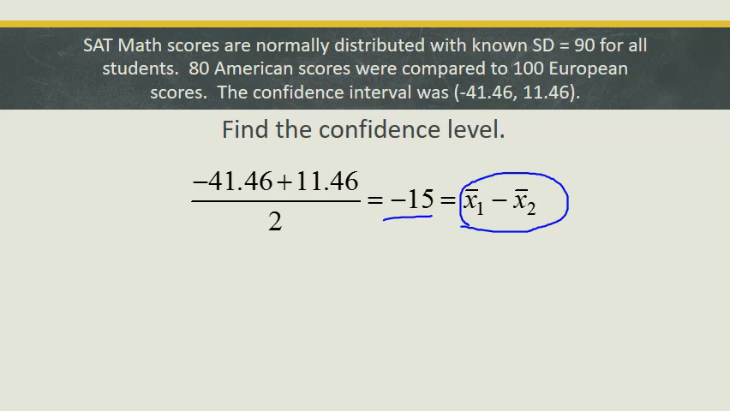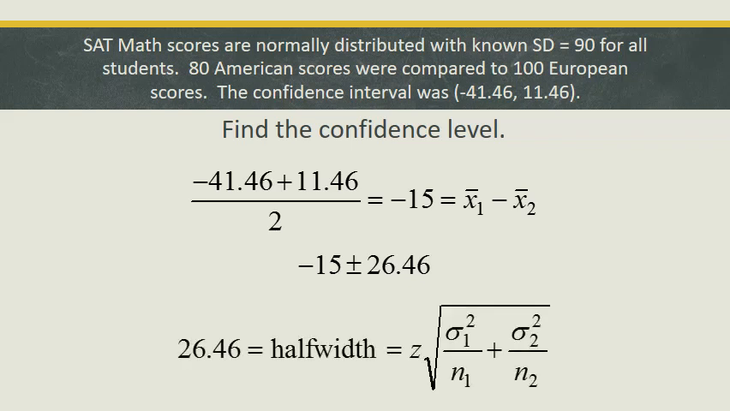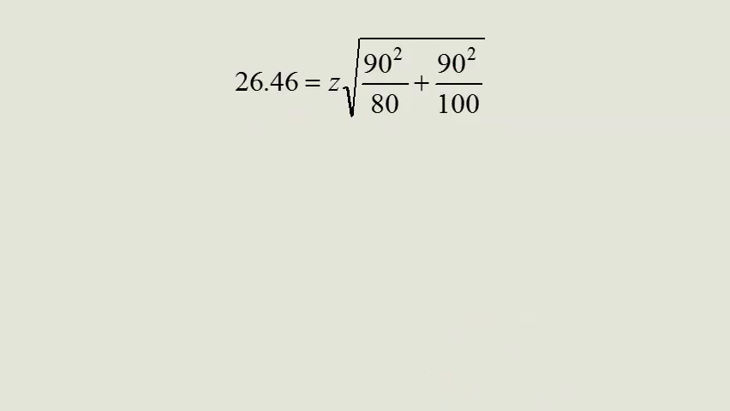What is required to solve this problem is the half-width of the interval. Since the center of the interval is negative 15, the half-width is 26.46. We were given all of these numbers in the question. Plug them in and solve for z. After solving, you'll get that z equals 1.96. We've seen this number before. We know that the area between plus and minus 1.96 is 0.95. So that means that we have 95% confidence.